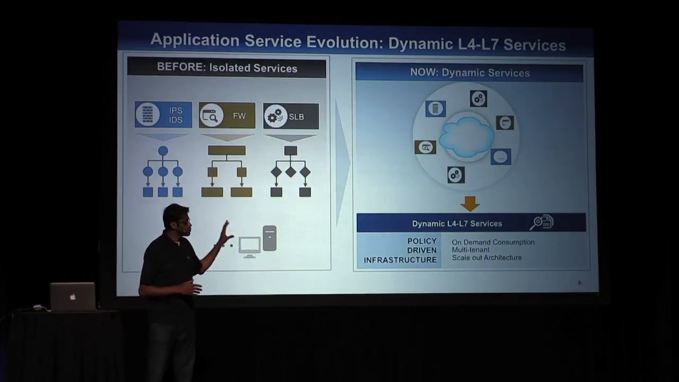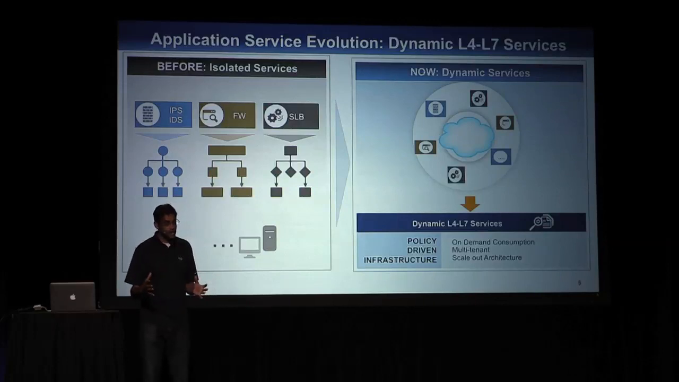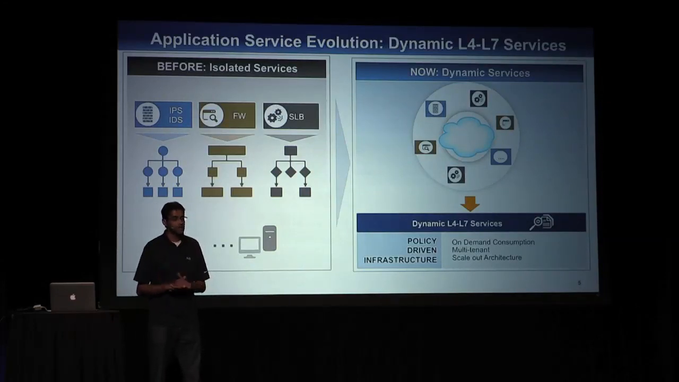like with everything else, with services, we are trying to resource pool them into a single pool so that these services now can be consumed by the applications as they require: part of the application, part of the service, the entire service, or maybe they want to spin it up or spin it down. So that is the dynamic aspect of services that we are referring to here when we talk about dynamic L4 to L7 services. So how does this take shape?